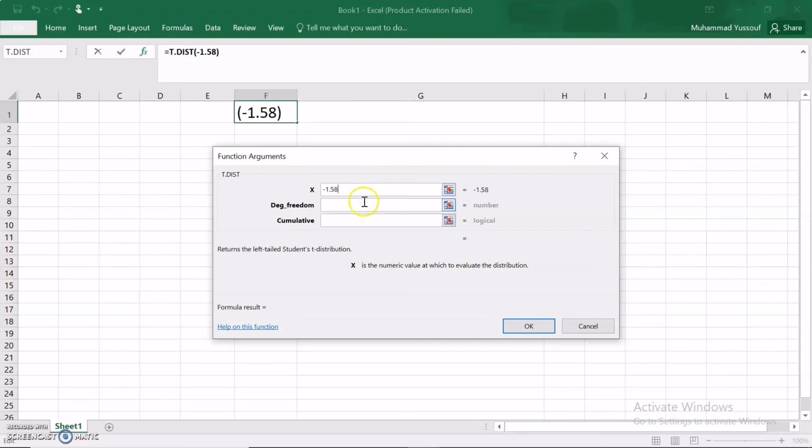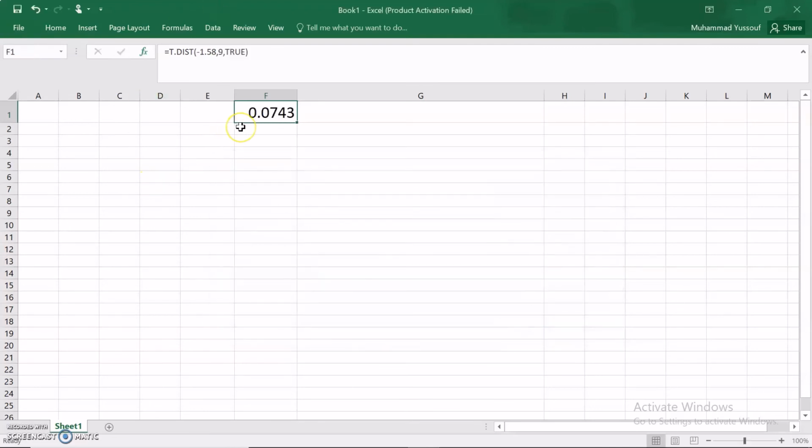1.58. It is asking for the degrees of freedom. Remember, the degrees of freedom is always 1 less than the sample size, n minus 1. Our n was 10, 10 minus 1 is 9. In the next step, it is asking, are you looking for the cumulative area all the way from the left side to the value of the test statistic? This is usually what we do, and you write TRUE here. When we write TRUE and press OK, the value comes here, and that's the area, and that's the p-value, right?